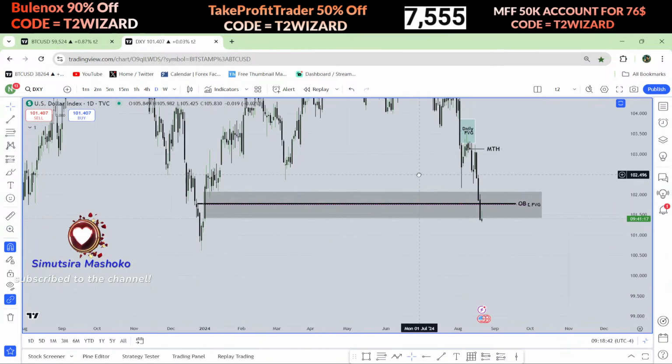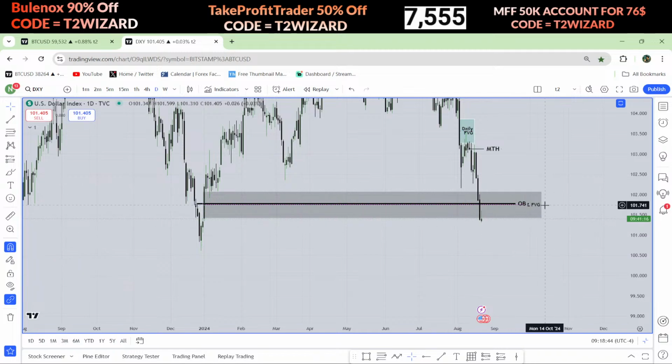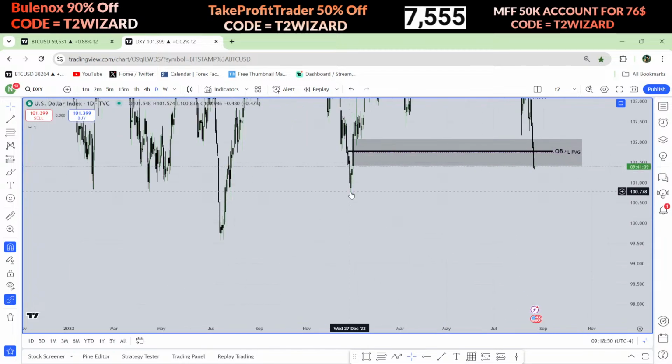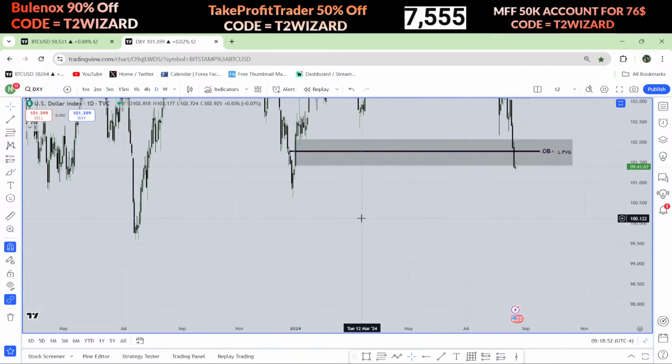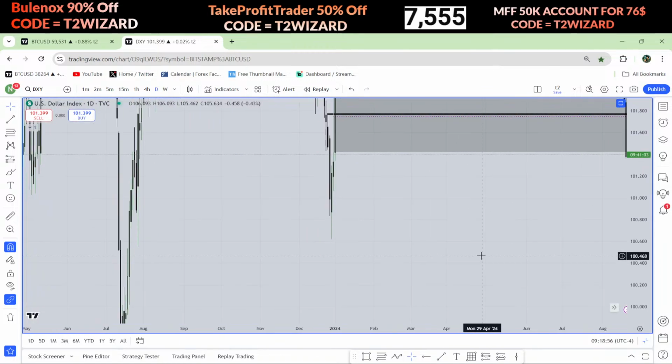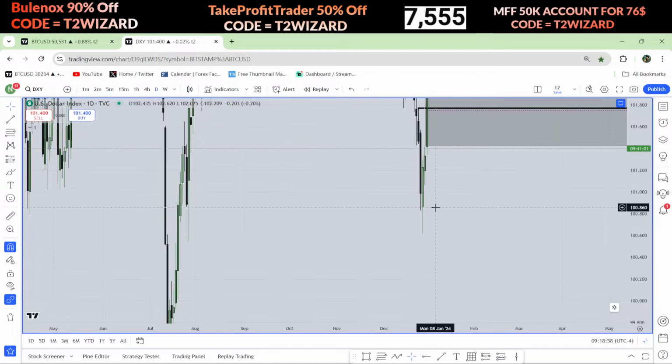Okay, the dollar index is actually going through all of these things. The last fair value gap, the order block, the weekly order block, it is going through all of these things. This week's 50% is my next target. Can it reach the 50% of that specific week or not? Actually not exactly this week.